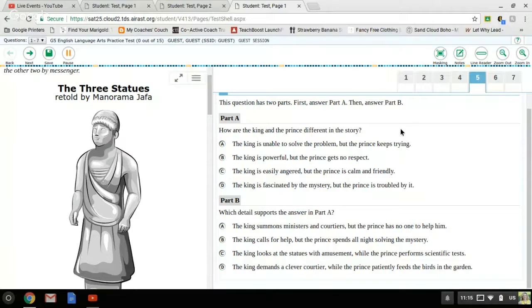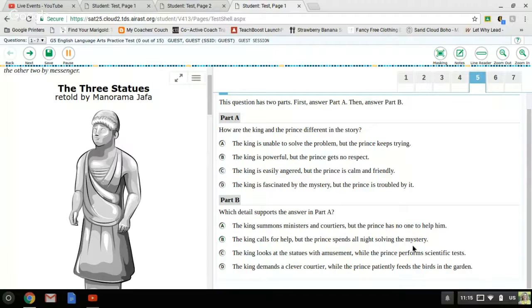And then, of course, part B is always a detail that supports the answer for part A. And again, in this passage, the three statues, the answer for part A is the king is unable to solve problems, but the prince keeps trying. So the answer to this one is B, the king calls for help, but the prince spends all night solving the mystery.